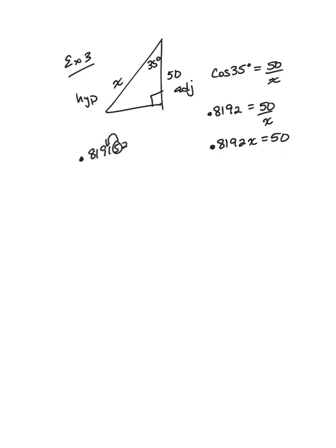Okay, 0.8192 times x is 50. Divide. So we have 50 divided by 0.8192.